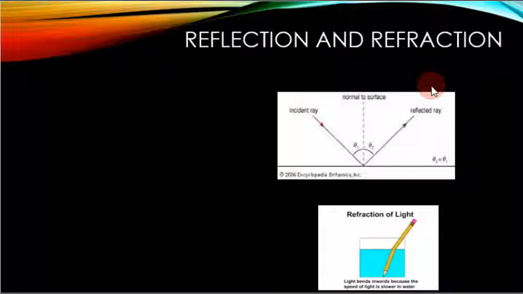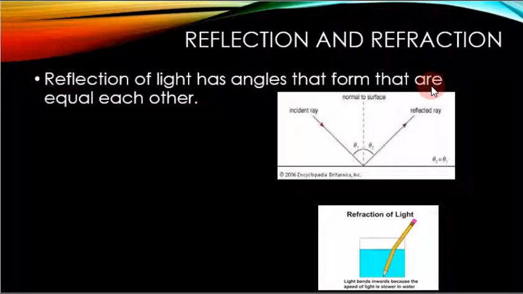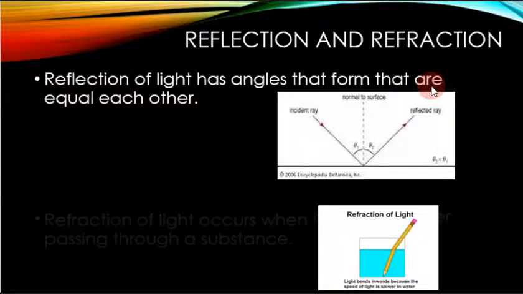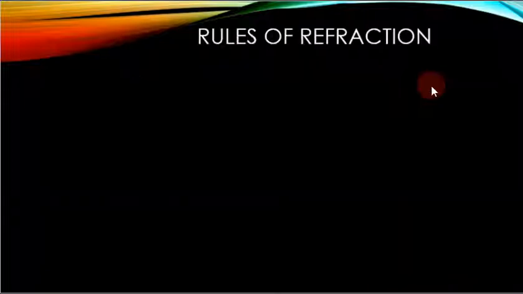Are those the top blanks in your book? No? Okay, so let's just review them. Reflection of light has angles that are equal to each other, right? And it's shining off of a surface. And refraction of light occurs when light bends after passing through a substance. So reflection's bouncing off, refraction's bending through.